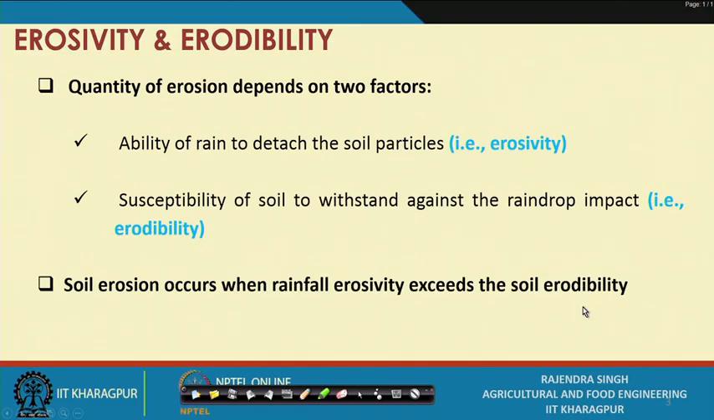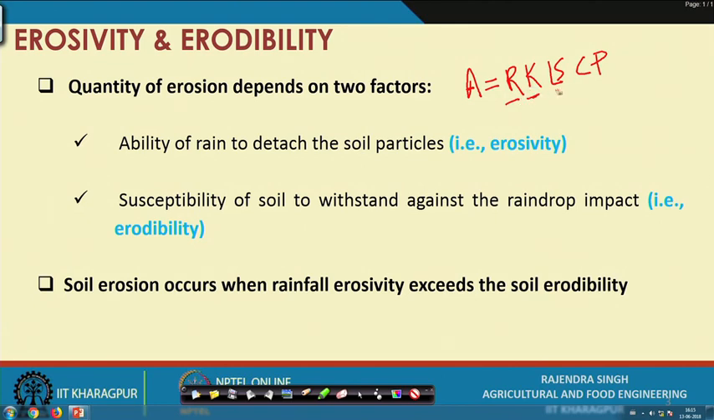So, coming to erosivity and erodibility. Just to remind you, I would like to write the equation which we saw for the universal soil loss equation, that is A equal to R K L S C and P, and we defined R as rainfall erosivity index and K as soil erodibility index, and that is what erosivity and erodibility is, our topic today.